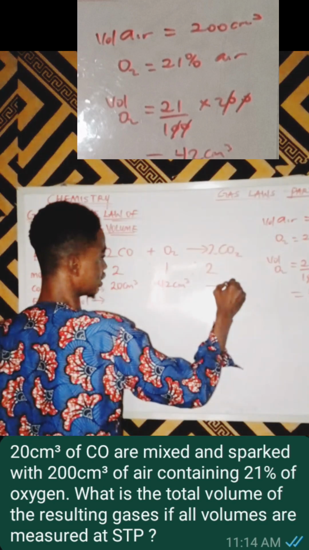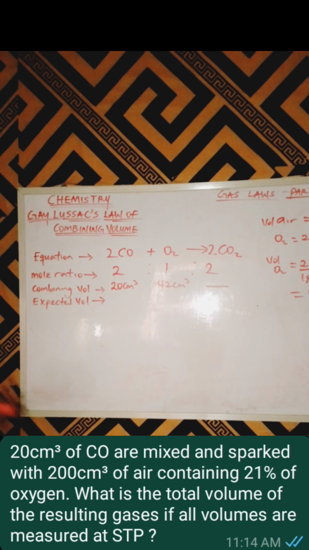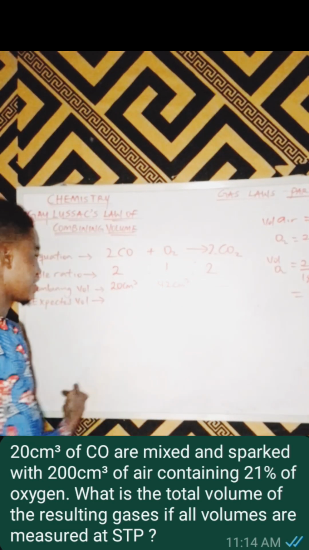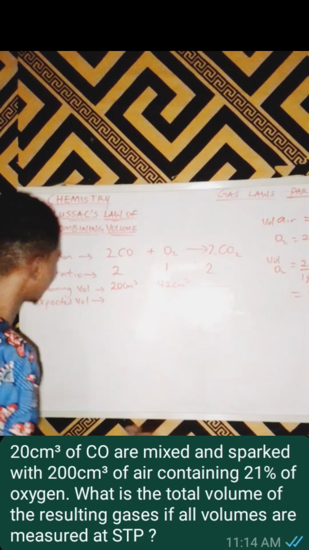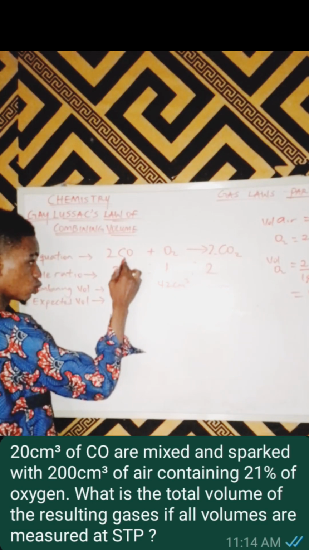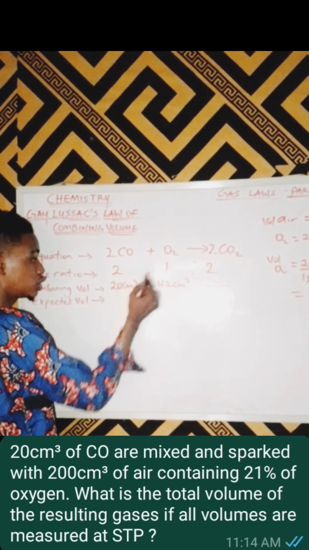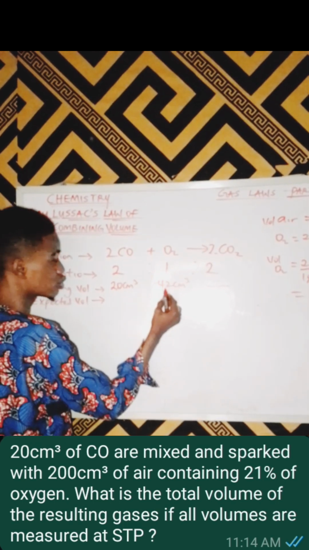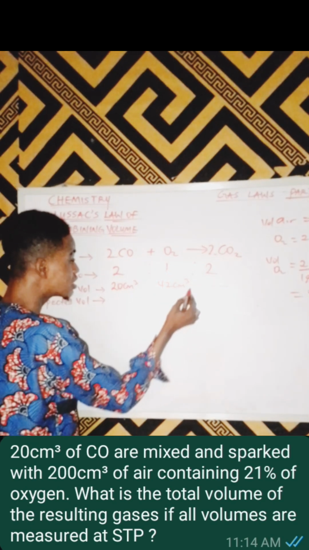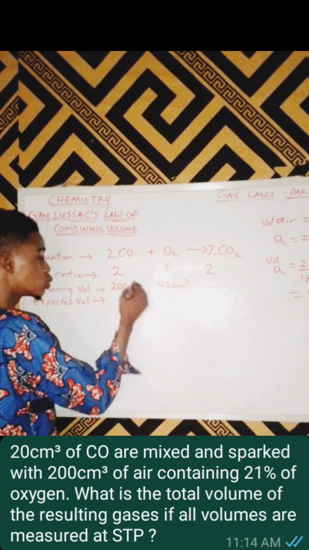I don't know the product. You understand what I'm looking for? So now I'm going to check which one is the excess reagent and which one is the limiting reagent. Now, I have 20 centimeter cube of CO, and from the ratio, if I have 20 here, I'm supposed to have 10 here. But I was given 42. It means that oxygen is in excess. So I'm going to use CO to determine the rest.